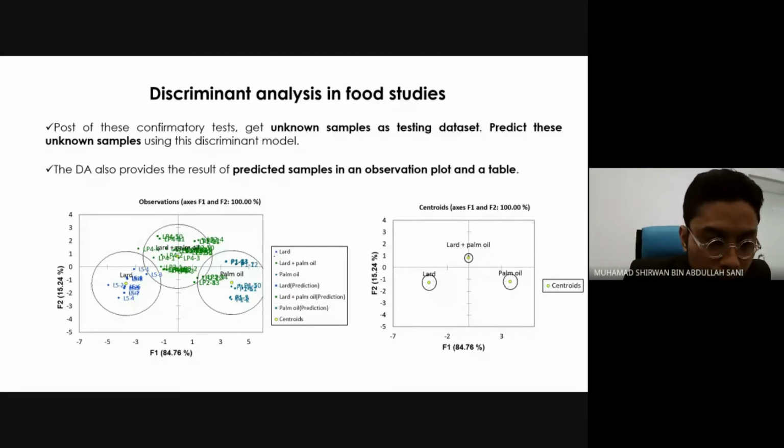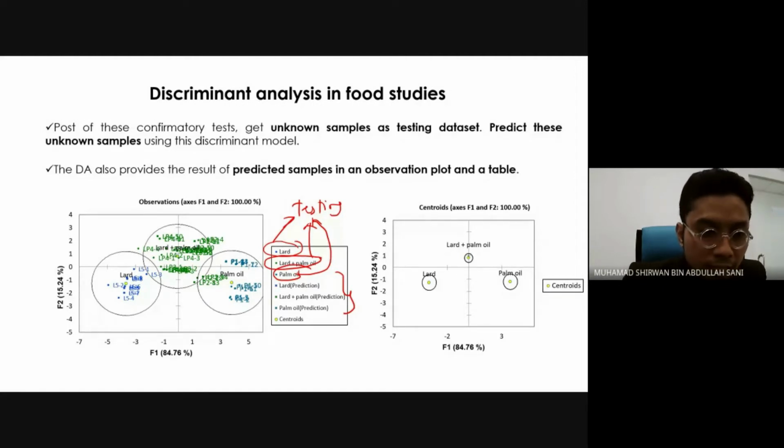The blue color here, this one, lard, this is the testing data set. Lard and palm oil also, these are the testing data set that we make as a database. These three, with the square marks, this is the prediction. So you can see, this is the group. This is lard only, this is lard and palm oil mixture, this is palm oil mixture only.